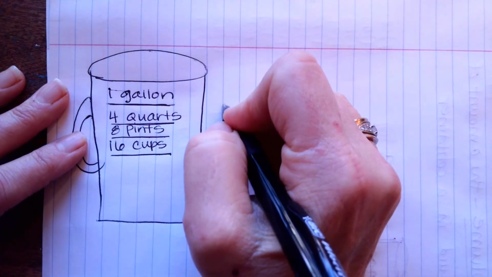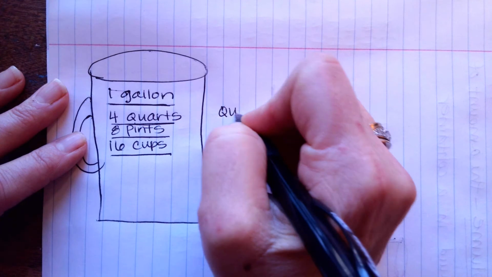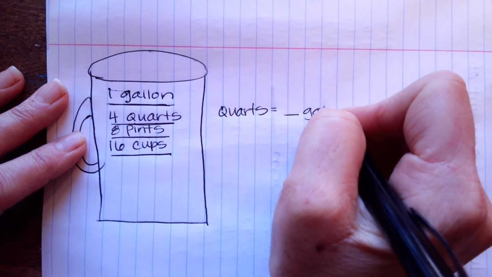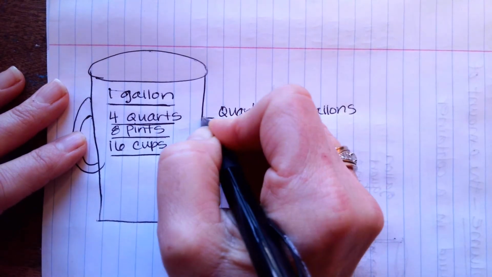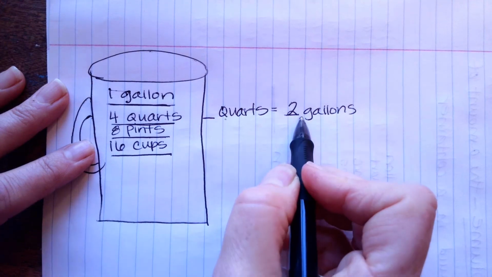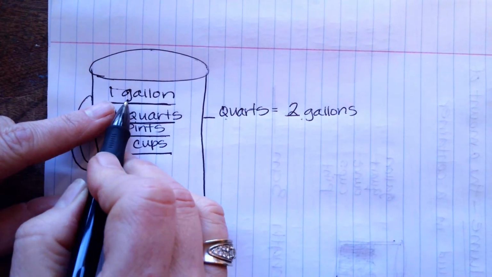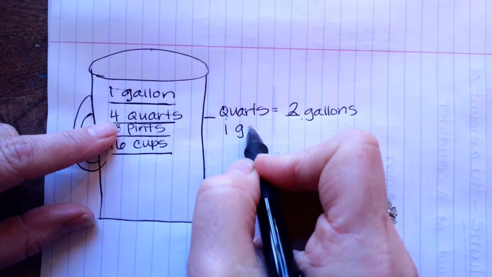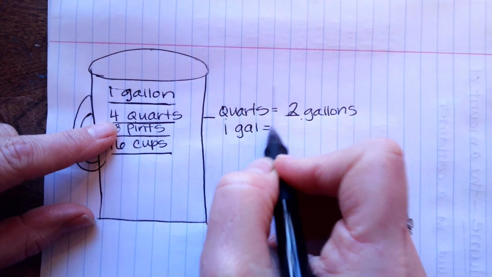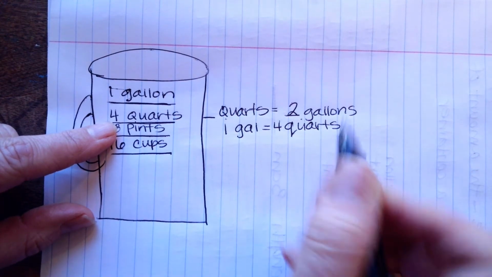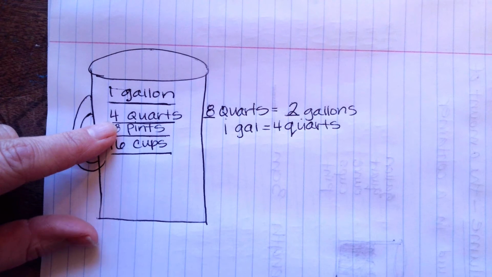So if I asked you, I have a certain amount of gallons, how many quarts would that be? If I asked you, how many quarts is 2 gallons? We could see right here that 1 gallon equals 4 quarts. So how many would 2 gallons equal? It would equal 8 quarts.